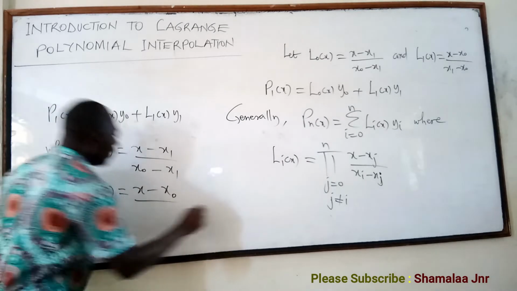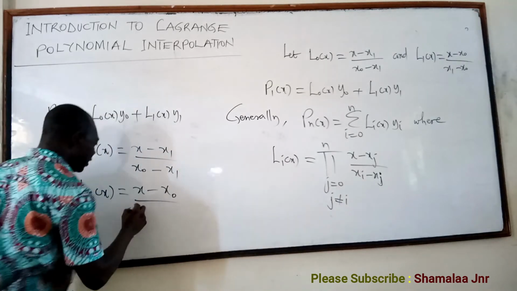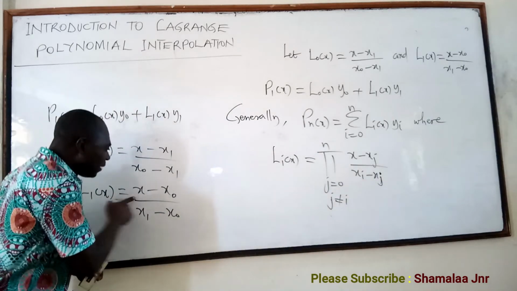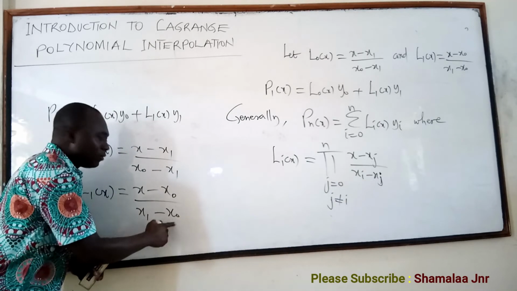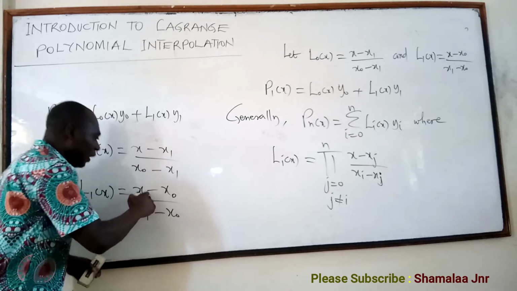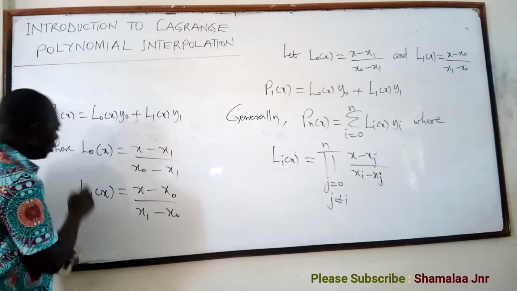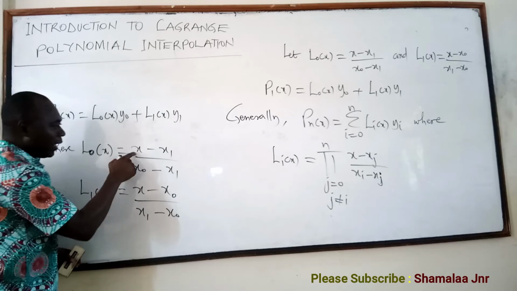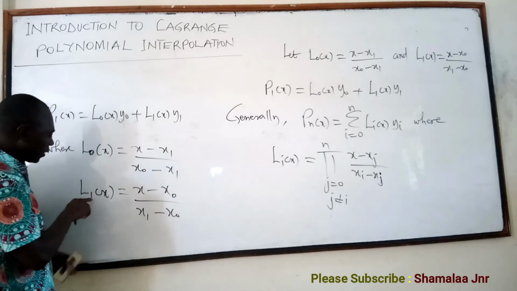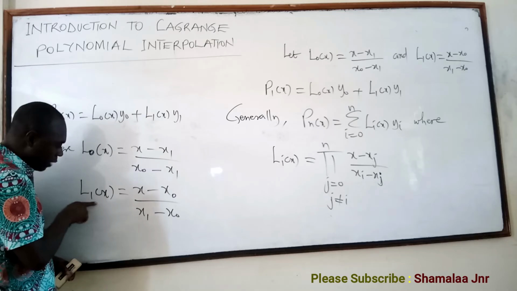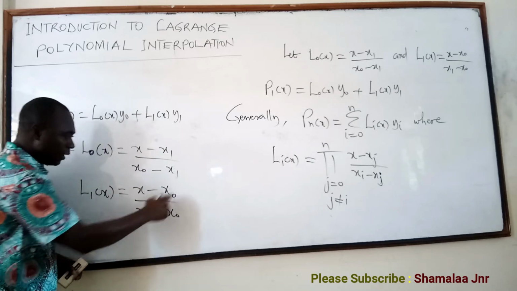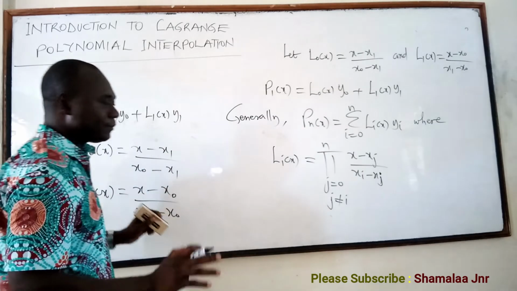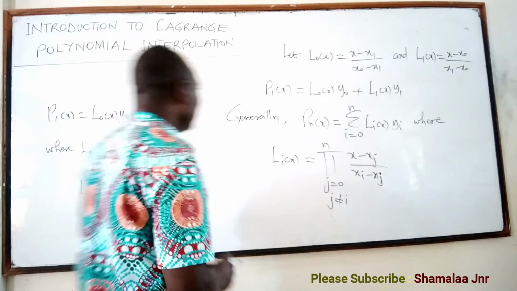So (x − x0)/(x1 − x0), don't forget i is 1. So x − x0 over x1 − x0. Look at it: x0, x0. If it is L0 of x, this one will be x − x1 over x0 − x1. If it is L1 of x, look at the 1 here, this is x − x0 over x1 − x0. This is for a polynomial of degree 1. That is a linear polynomial.